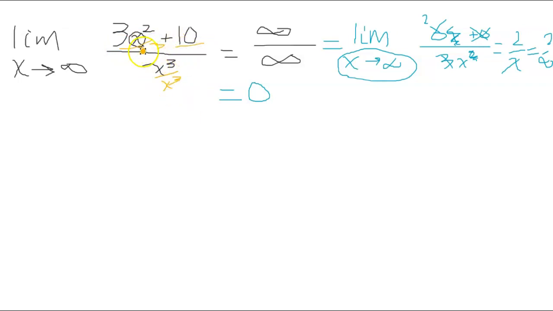And then that cancels out to 1, and then you would analyze each term. 10 over x cubed, well, as x grows large, that goes to 0. 3x squared over x cubed does simplify to 3 over x, and of course x goes to infinity, so that's 3 over infinity, and that's the 0.